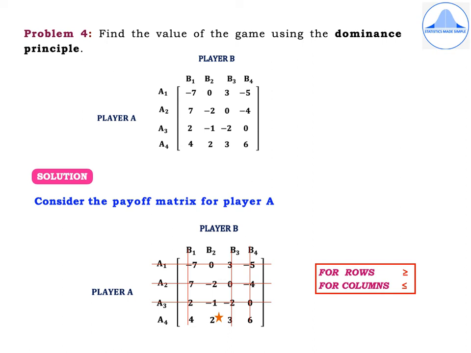and B4 columns. So let us now compare B2 with B4. When you compare B2 with B4, you see that 2 is less than 6. So in other words, B2 dominates B4. So delete column B4.